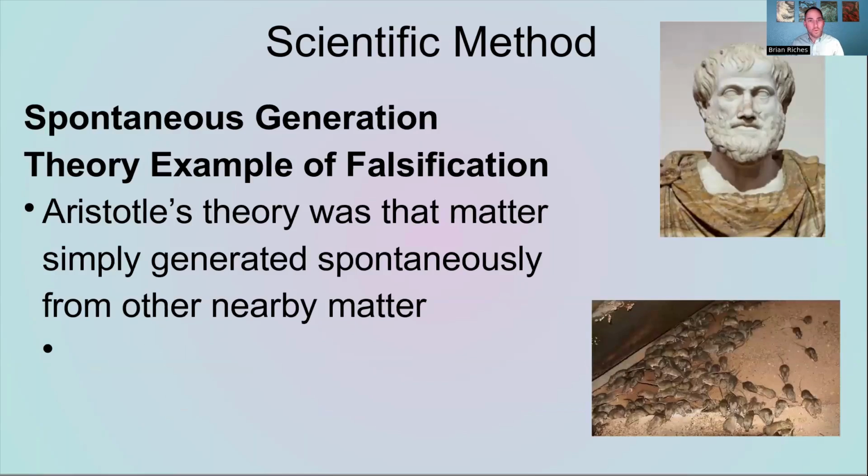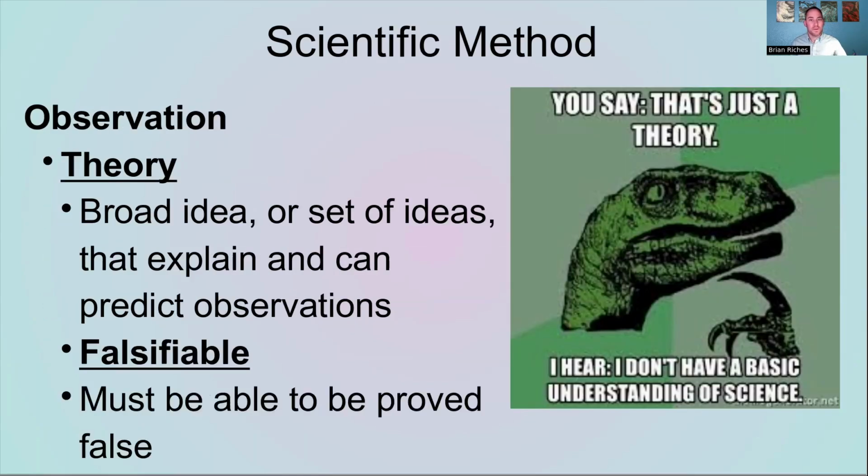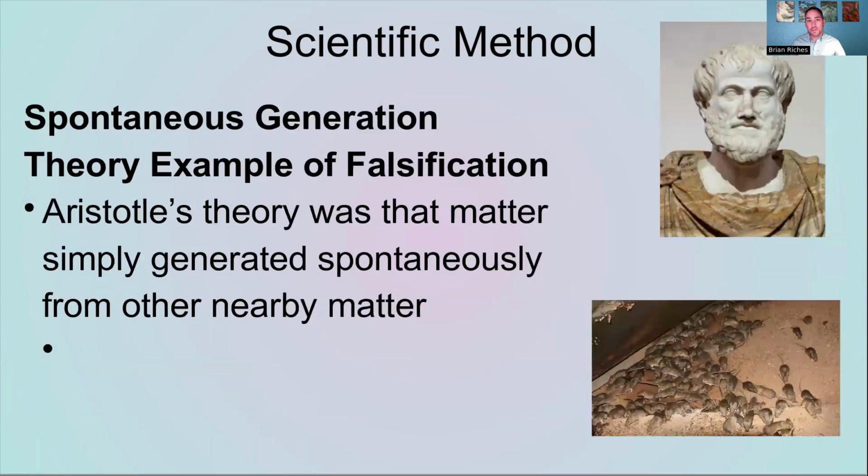Let's use an older theory from many generations ago: the theory of spontaneous generation. Aristotle and many people in the day believed that matter simply became other matter, that it generated other matter. That was based on their observations. Remember, a theory is this broad idea or set of ideas. Spontaneous generation was the way that they explained their observations.